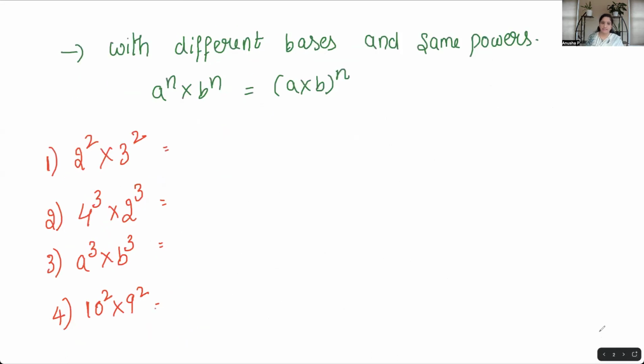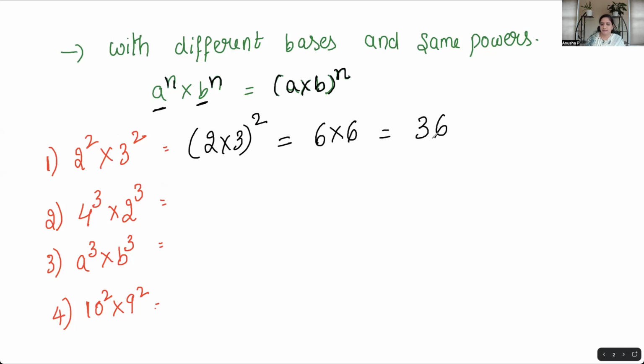The second rule is when we have different bases and the power is the same. See, here the base is a, here the base is b. But the powers are the same, a to the power of n and b to the power of n. In that case, we write a times b whole to the power of n. Okay, a times b whole to the power of n. So now, because the bases are different, you're writing 2 times 3 and the power is the same. So you're writing 6 square. 2 times 3 is 6. So how much is 6 times 6? It is 36. Okay.